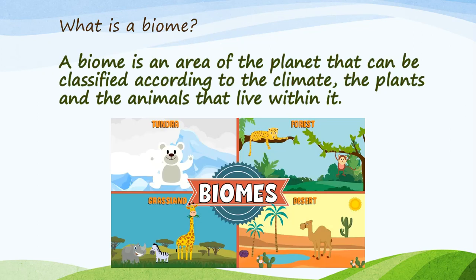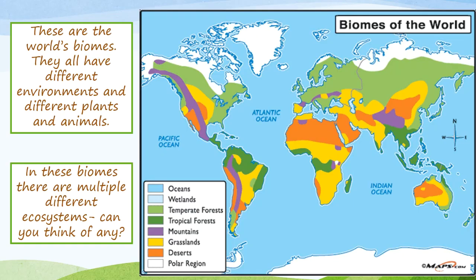Firstly, let's learn about what is a biome. A biome is an area of the planet that can be classified according to the climate, the plants, and the animals that live within it. These are the world's biomes. They all have different environments and different plants and animals. In these biomes, there are multiple different ecosystems. Can you think of any?